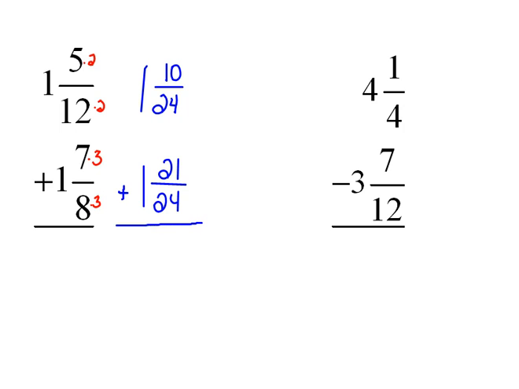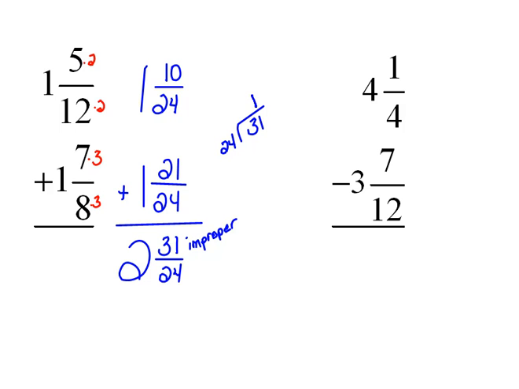Now we're adding these. So if we add 10 plus 21, that would be 31 over 24. And 1 plus 1 would give us 2. Now we don't want to leave this as 2 and 31 over 24. The problem here is that this is an improper fraction, so it can be simplified. And in order to simplify this, we would actually have to go through and do the division. We could say 31 divided by 24.